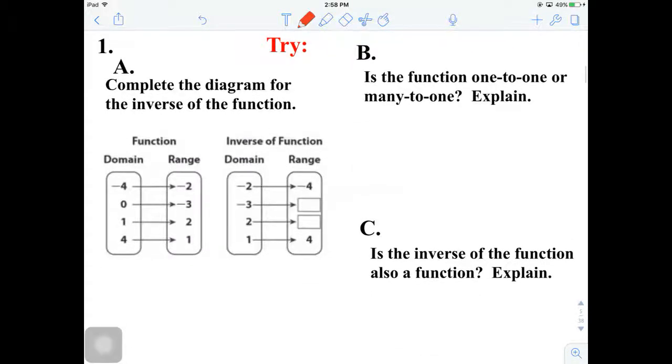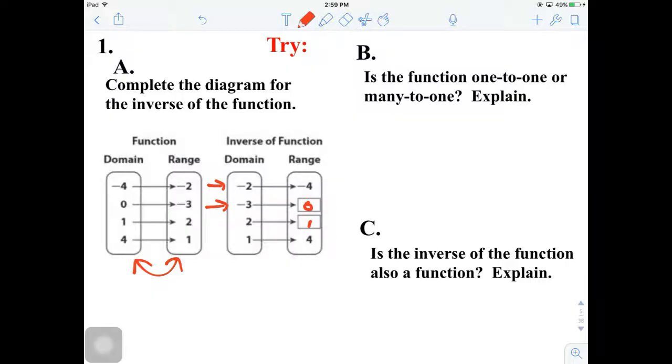And let's take a look at the first example. Try it: complete the diagram for the inverse of the function. So again, to find the inverse of the function, we simply switch the x and y values. So the first one is already done. So we have -2, -4, and then -3. Switching it will be 0 here. And then 2, 1, and then 1, 4.